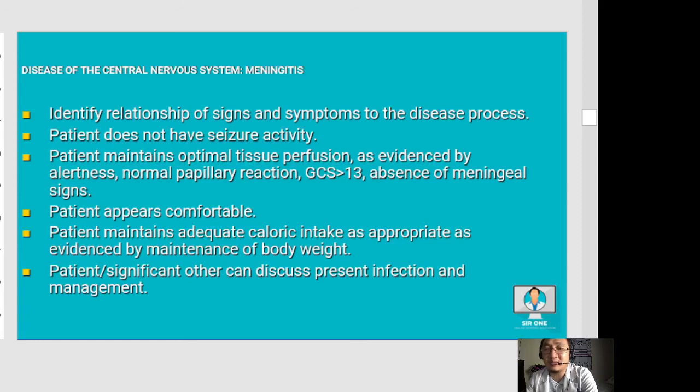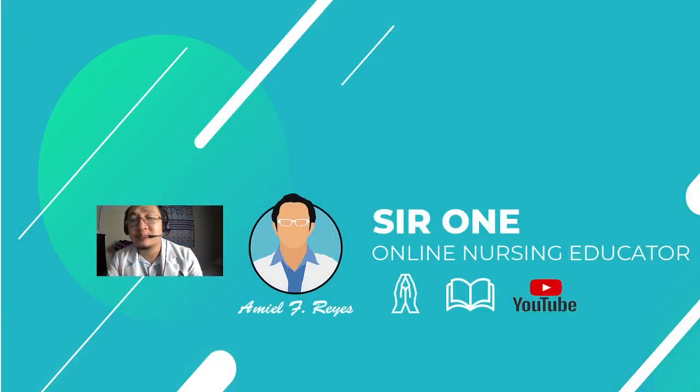The patient appears comfortable, and the patient and significant other can discuss the present infection and management. This is to gauge if the patient understands the health teaching given to them, especially when it comes to level of knowledge. It is very important that the patient and family members understand the case or the situation of the patient, not only for meningitis but for all other infections and diseases. It's always a must that families and patients should be involved in the treatment regimen.